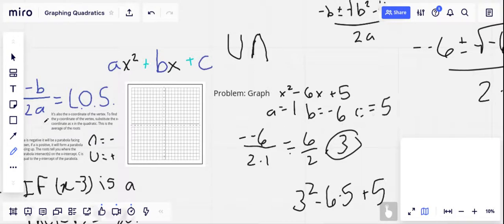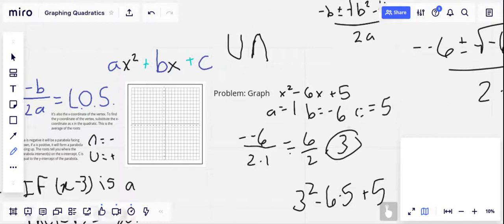We can use the minus b over 2a formula to find the line of symmetry, the x coordinate of the vertex, and the average of the roots. We would get minus negative 6 over 2 times 1, which simplifies to 6 over 2, which simplifies to 3. So 3 is the line of symmetry, the x coordinate of the vertex, and the average of the roots.